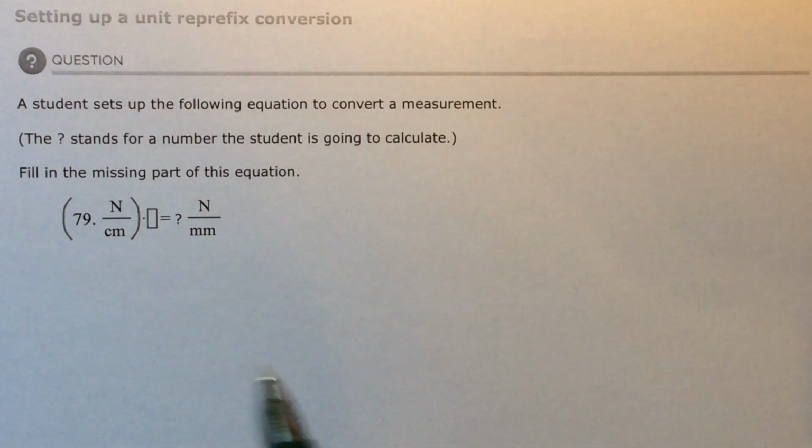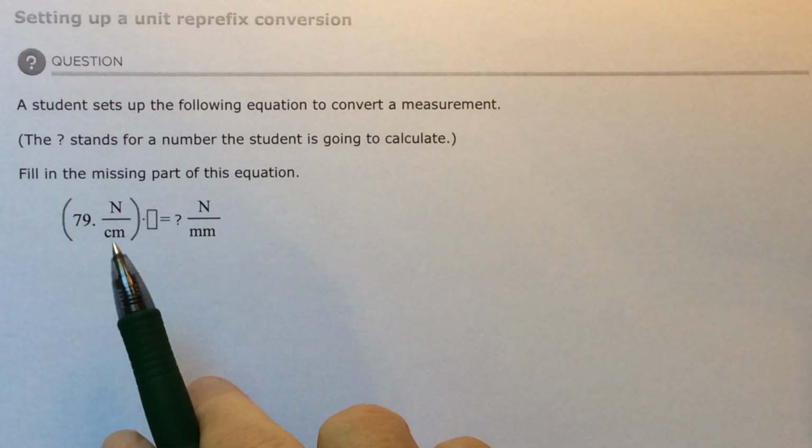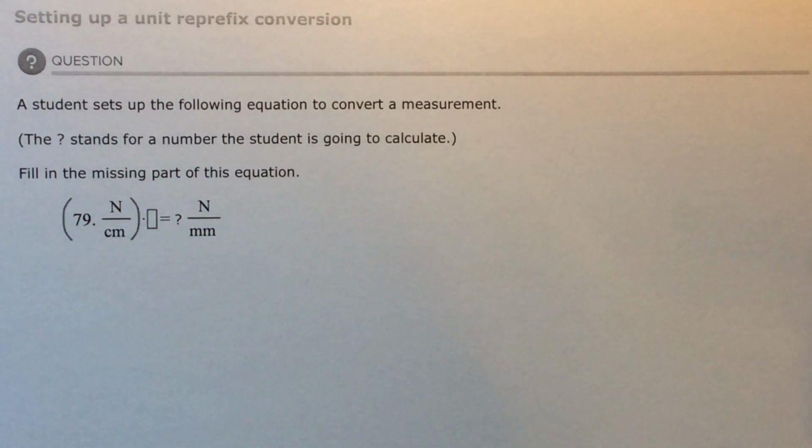So for instance, in this example, I'm going from centimeters to millimeters. There are 10 millimeters in a centimeter, so I actually know that. I could do this in one step. But what if I don't remember that? Or there are so many different possibilities that knowing them all is probably not going to happen.